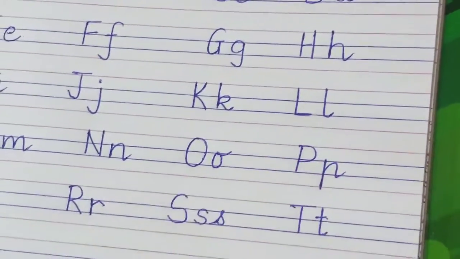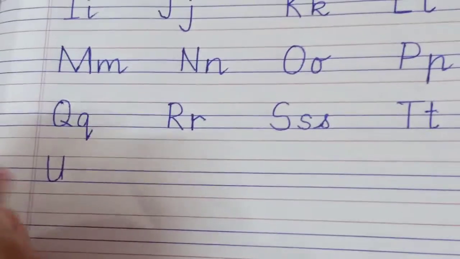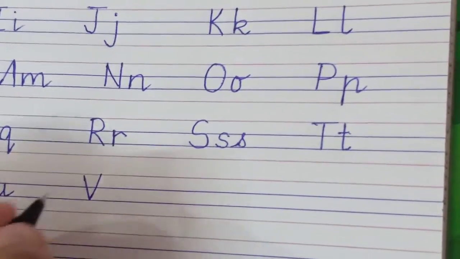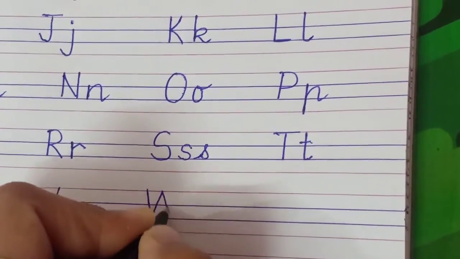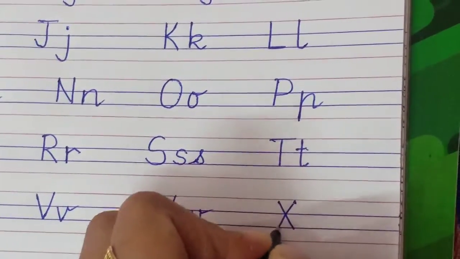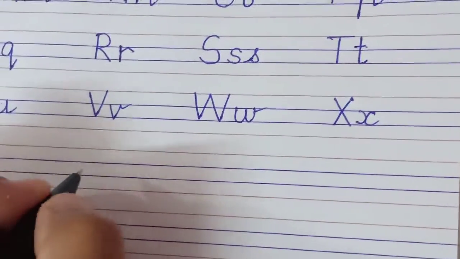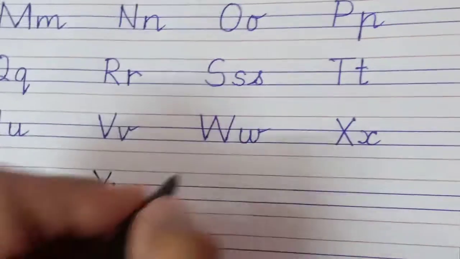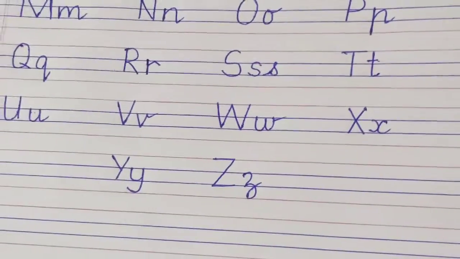Then comes T, then capital U, small u, capital V, small v, capital W, small w, capital X, small x, capital Y, small y, capital Z, small z. Is that clear, children?